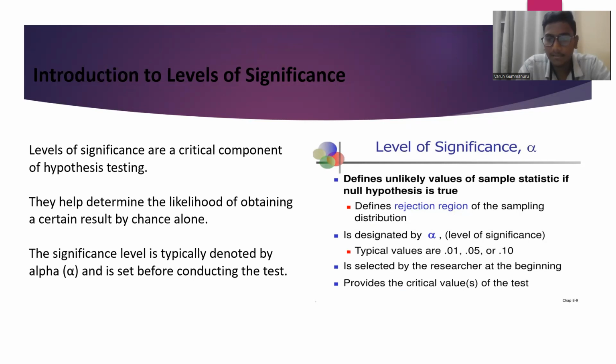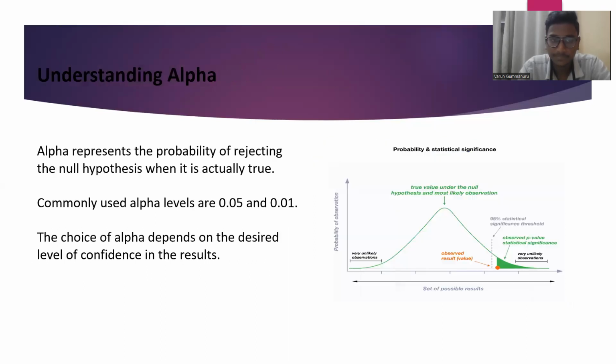It defines likely values of sample statistics if the null hypothesis is true. It defines the rejection region of the sampling distribution. It is denoted by alpha. Its typical values are 0.01, 0.05 or 0.10. It is selected by the researchers at the beginning. It also provides the critical values of the test.